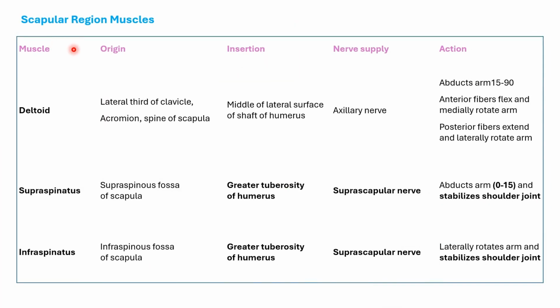And now we learn about the scapular region. The first three are deltoid, supraspinatus, and infraspinatus. Deltoid originates from the lateral third of the clavicle, acromion process and spine of the scapula. Supraspinatus originates from the supraspinous fossa, and infraspinatus originates from the infraspinous fossa.